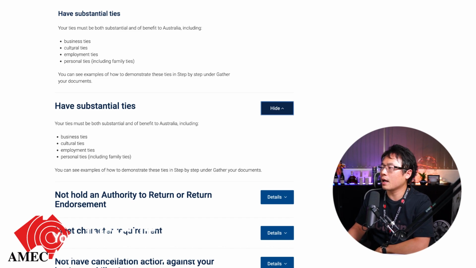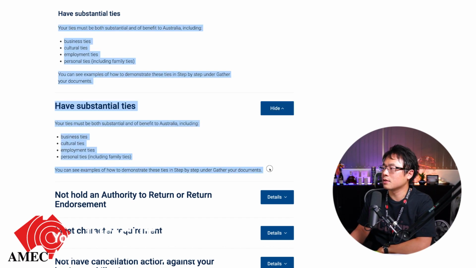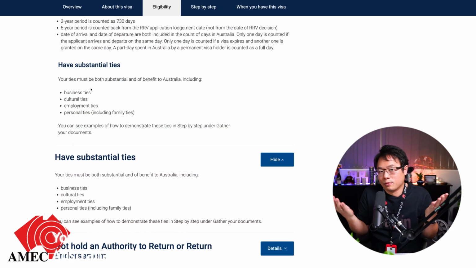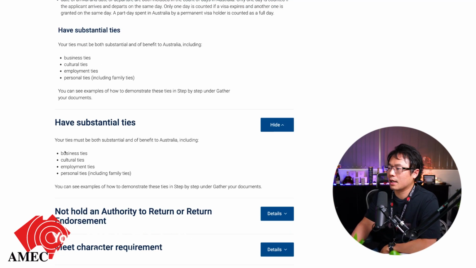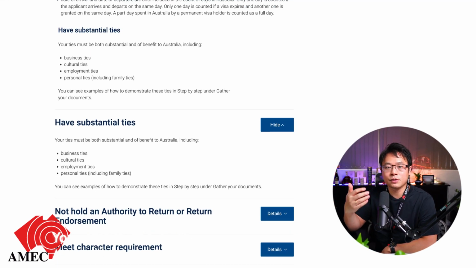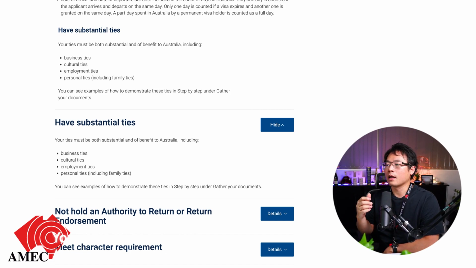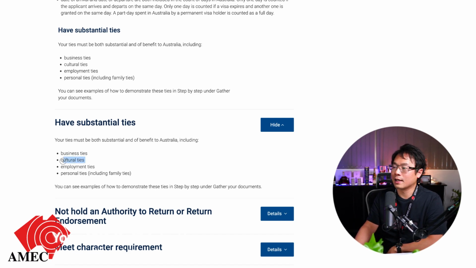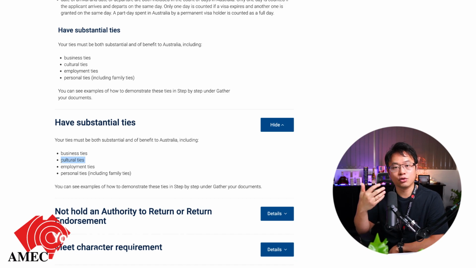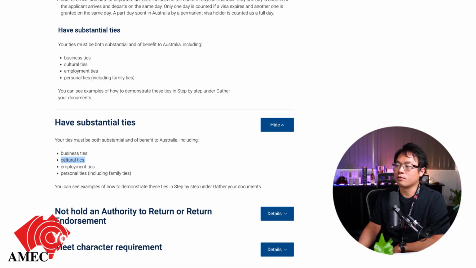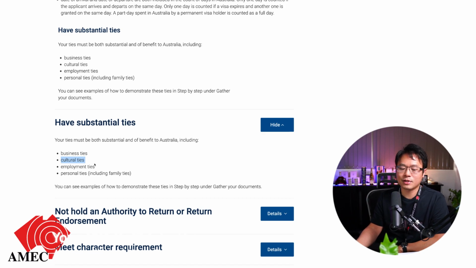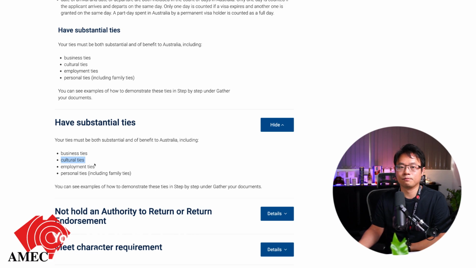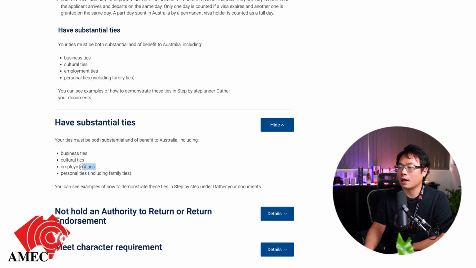I'm not too sure why they are copying this and this with exactly the same words, but having the two, don't know, web design problem. Anyway, it's the same. So business ties means that you still have business in Australia, and you have a compelling reason not to be in Australia due to work or employment. Cultural ties, meaning that you have been joining some association in Australia. And cultural ties sometimes can be connected to business ties as well, because some associations might have business contacts, business connections as well.